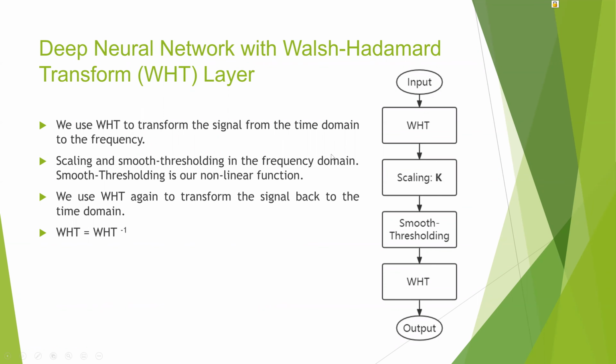Now let's discuss our layer that's based on the Walsh Hadamard transform, WHT, and discuss how we revise ResNet using it. We use the Walsh Hadamard transform to transform the signal from the time domain to the frequency domain like this. Then we scale the coefficients in the transform domain, and then we apply smooth thresholding, which is our nonlinear function in the frequency domain. And finally, we apply another Walsh Hadamard transform to convert the signal back.